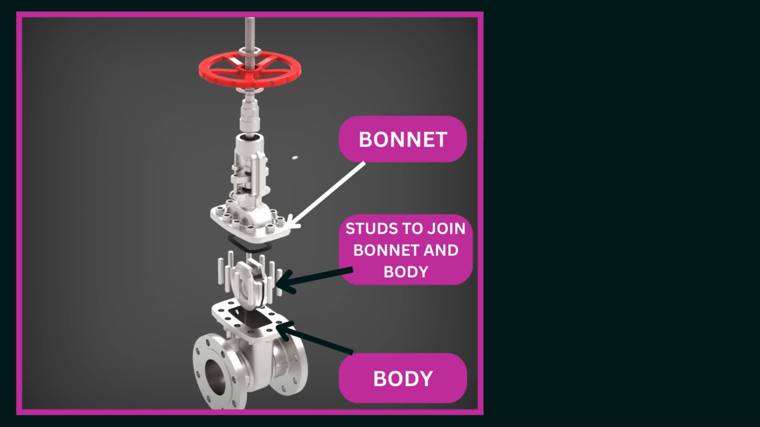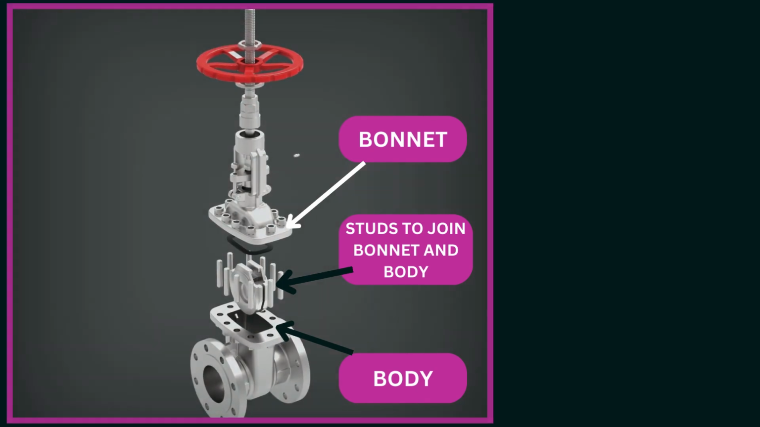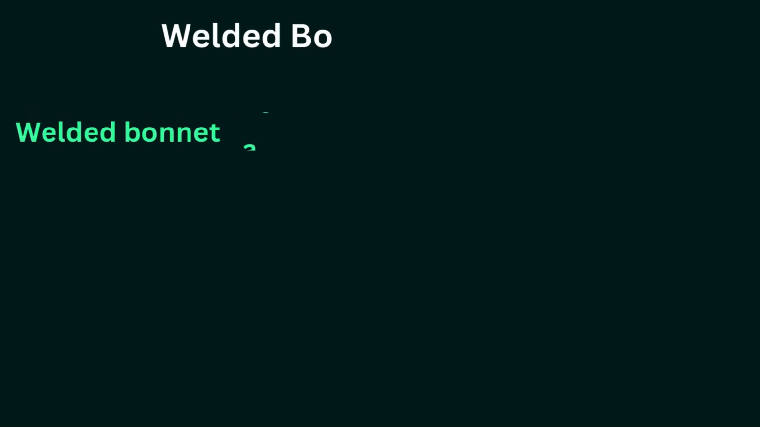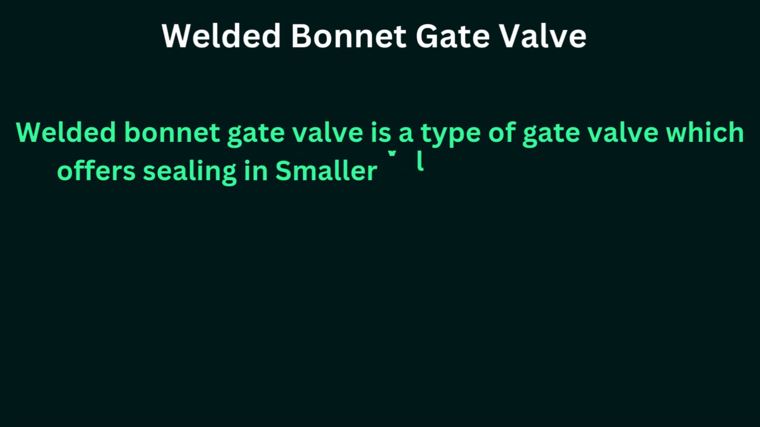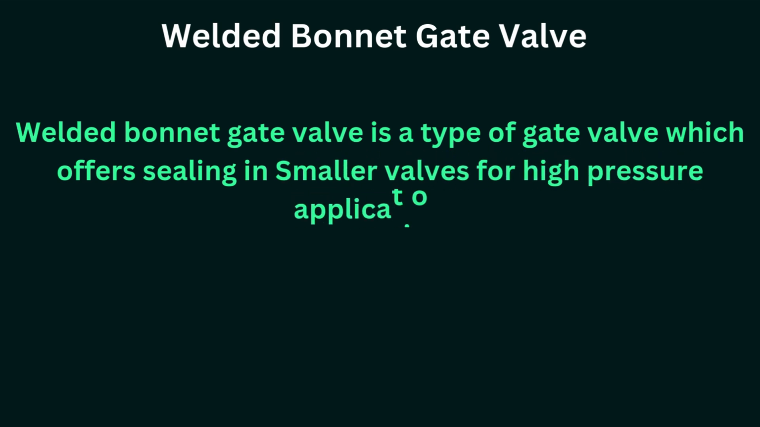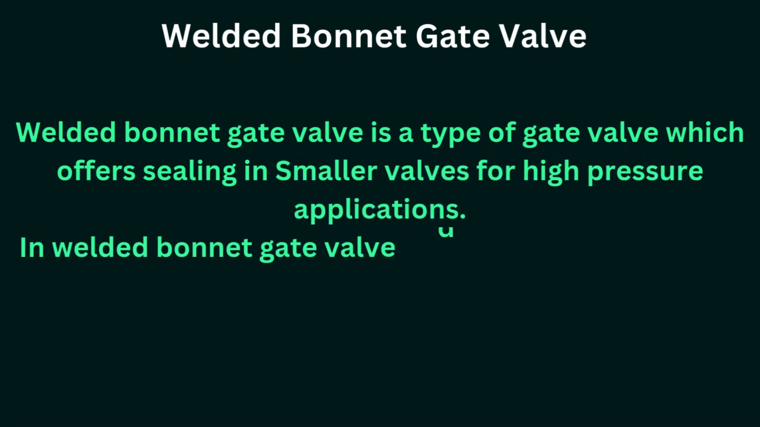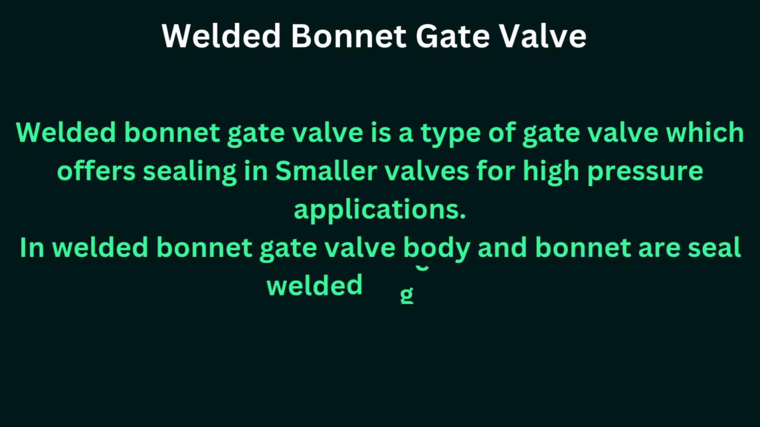Welded bonnet gate wall is a type of gate wall which offers sealing in smaller walls for high pressure applications. In a welded bonnet gate wall, the body and bonnet are seal welded together.